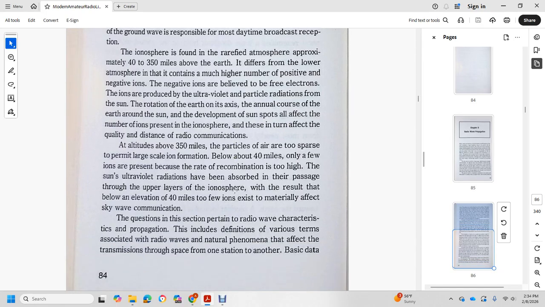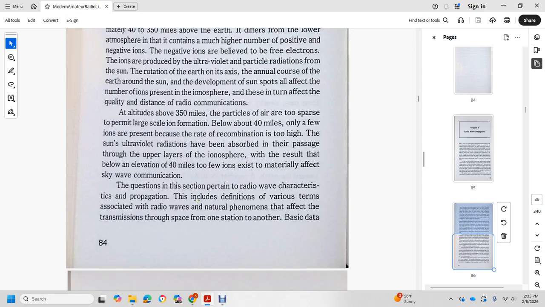At an altitude of 350 miles, the air is too sparse to permit large-scale ion formation below. At 40 miles, only a few ions are present because the rate of recombination is too high. The sun's ultraviolet radiation is absorbed in its passage through the upper layer of the ionosphere, with the result that below an elevation of 40 miles there are too few ions to materially affect sky wave communication.